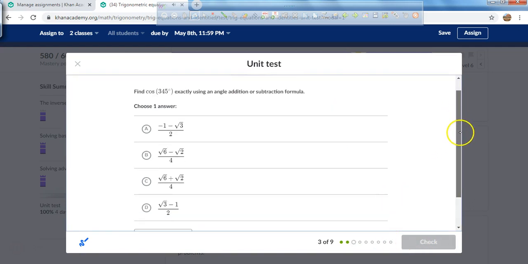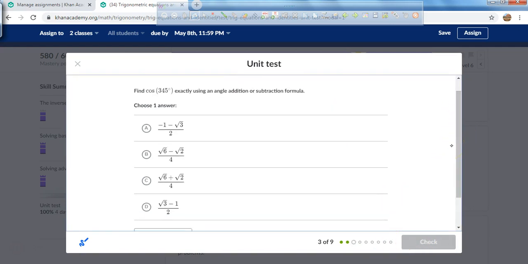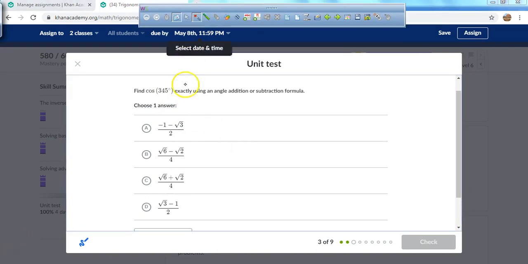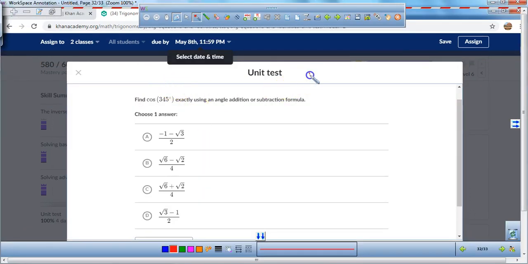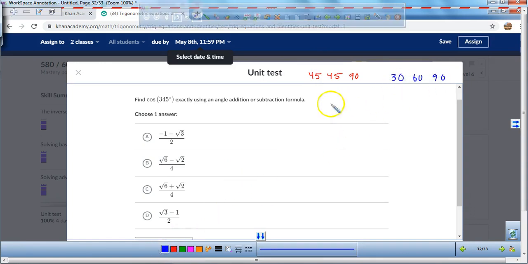Okay. Now what we're going to do is use the angle addition or subtraction formula to find the exact answer for the cosine of 345 degrees. So when you guys are doing these problems, the main thing you want to look for is patterns of the 45, 45, 90, and look for 30, 60, 90 triangles. Okay? So I'm going to write these down.